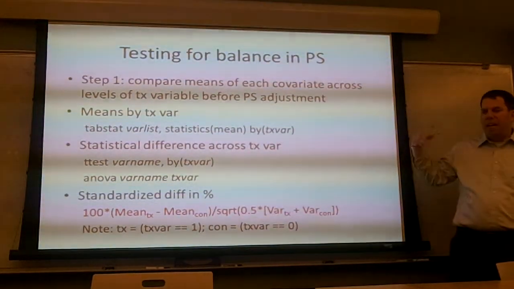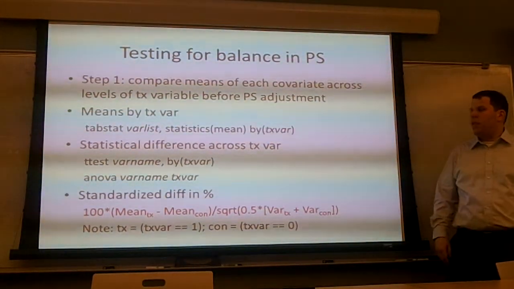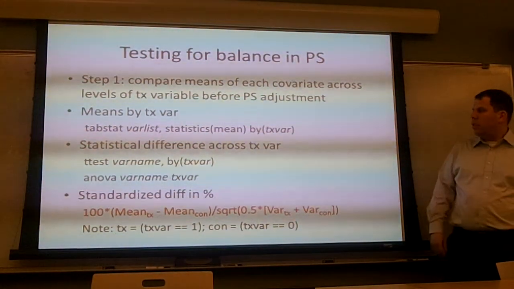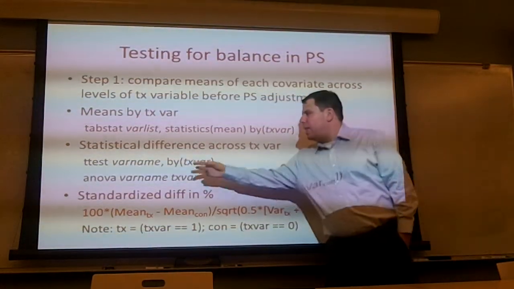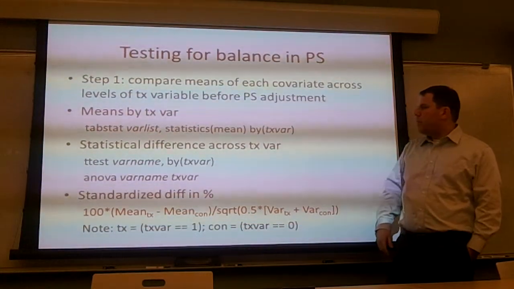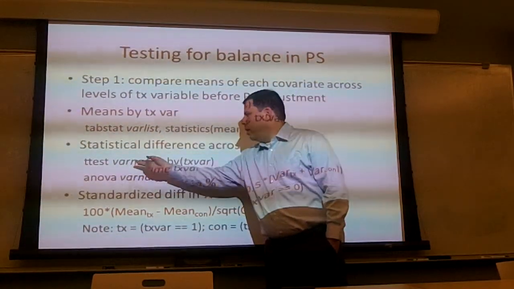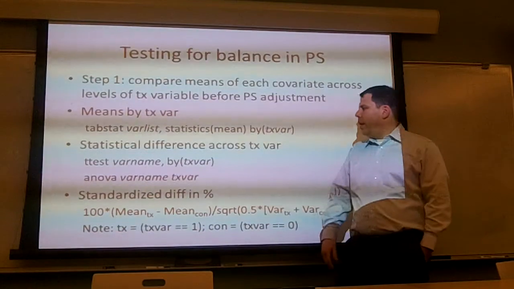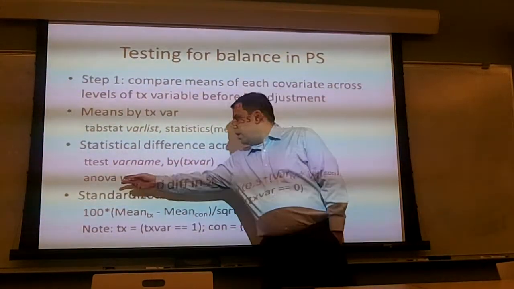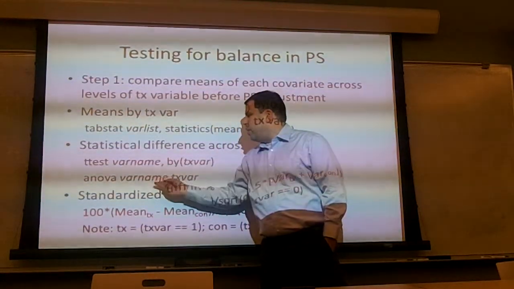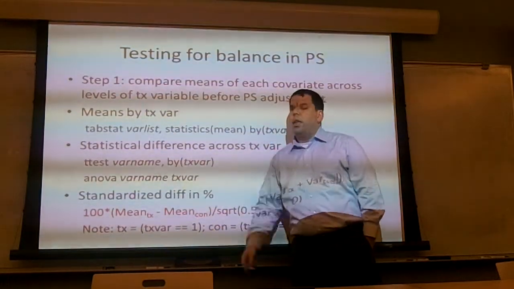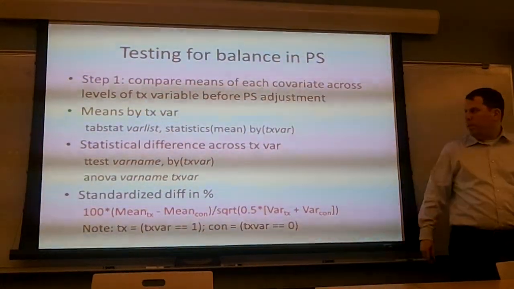The next part of that then is to test for statistical differences across the treatment variable. So are the means of a covariate equal across the 2 groups? You can do this by t-test, so you say ttest varname, comma, by treatment variable name. So this says, okay, test morbidity count by whether or not you got the treatment. Same thing, you can do it with an ANOVA. An ANOVA will take the dependent variable, the variable name, the thing that you're testing the means of, and then by the level of the treatment variable.